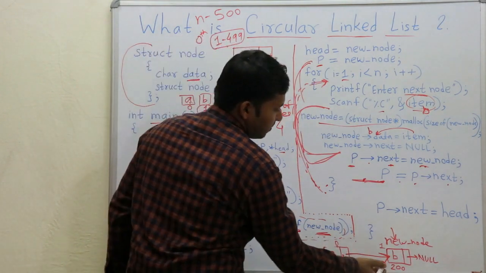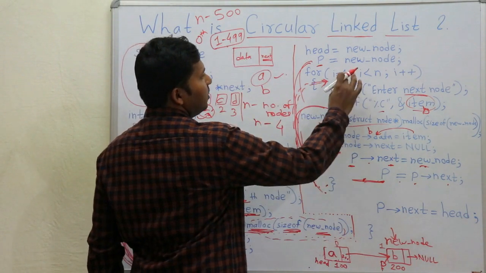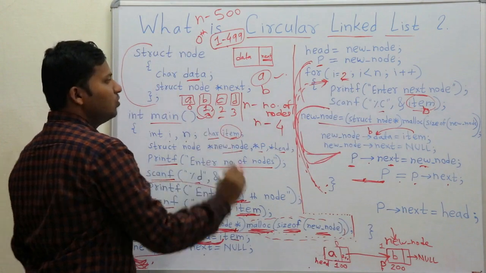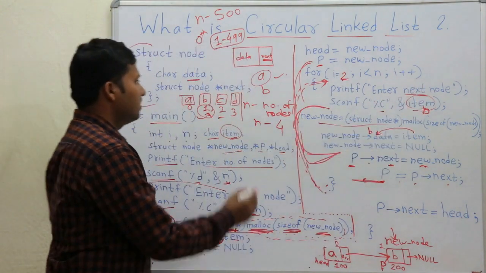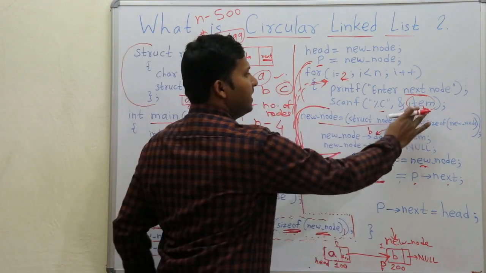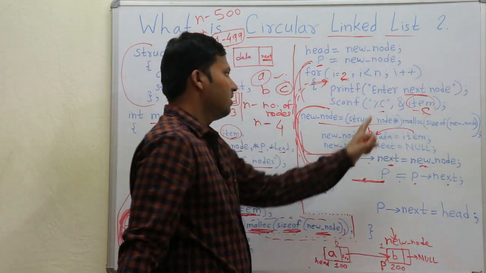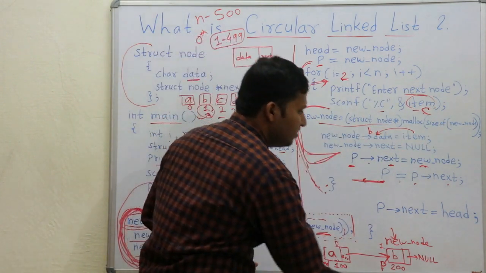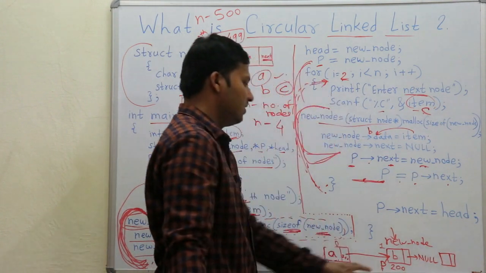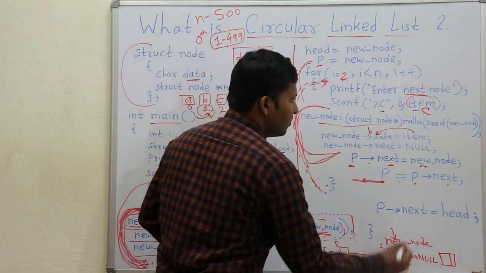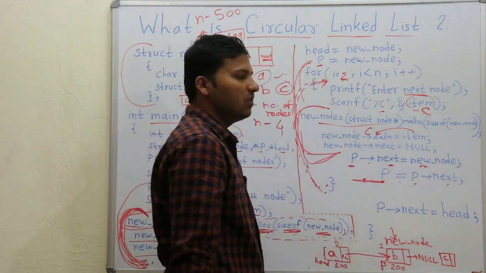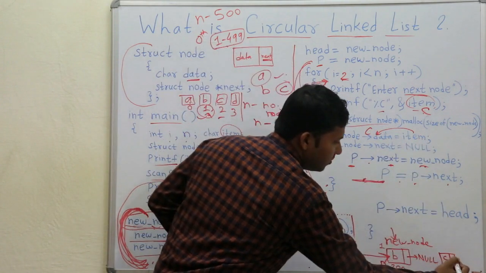Okay, so now again for I equal to, I will become 2 now, right? So I becomes 2. So printf enter next node. What is the next node? The user has entered C, so the item becomes C. Now create a new node. New node is created, right? So new node points data is equal to item. Now item is C, so C is assigned to data. And new node points next is equal to null.